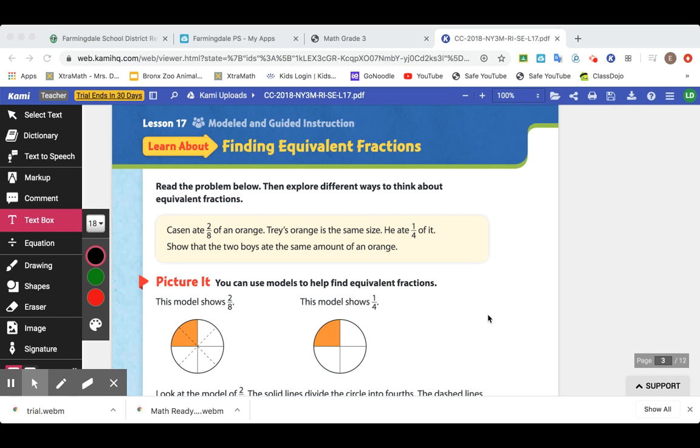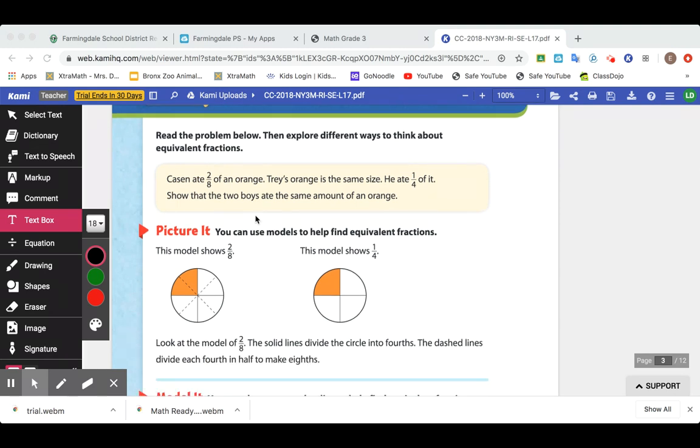All right, we're going to be continuing our work with finding equivalent fractions. We're on page 176 in your Ready New York book. So it says at the top, read the problem below, then explore different ways to think about equivalent fractions. Okay, Kaysen ate 2/8 of an orange, and Trey's orange is the same size. He ate 1/4 of it. Show that the two boys ate the same amount of an orange.